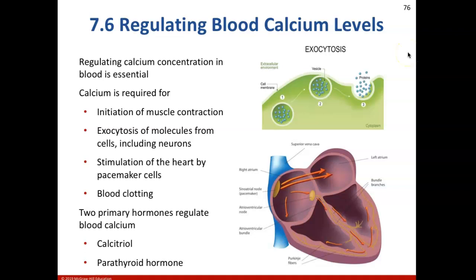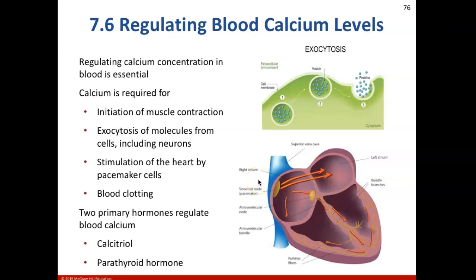Our body absolutely needs to regulate our calcium concentration within our blood. We need our calcium to initiate muscle contraction, to allow exocytosis to take place of certain molecules from cells, and this includes within neurons to release neurotransmitters. Also in stimulation of our heart by these pacemaker cells over here, and also within blood clotting.